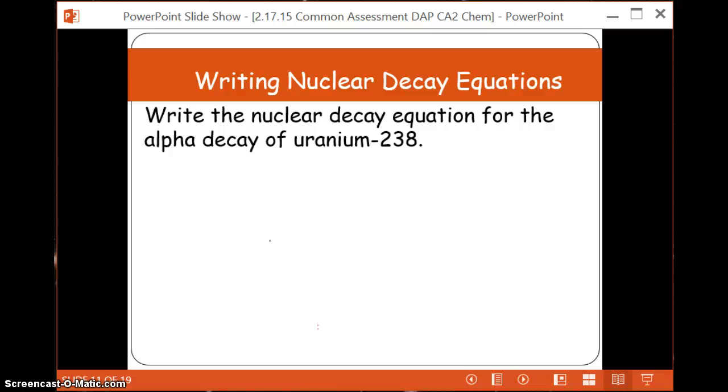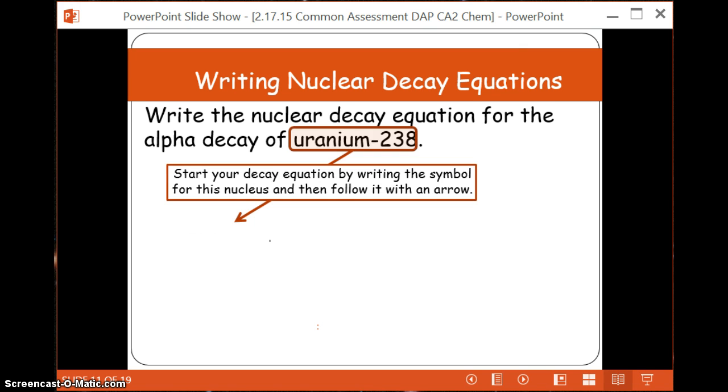All right, if you're going to write a nuclear decay equation, you have to start by writing the original element. So in this case, that's uranium. Uranium-238, so that means its mass number at the top is going to be 238. And then uranium's atomic number, the number of protons, is 92. It says it's decaying, so that means it's going to break apart into 2 pieces.